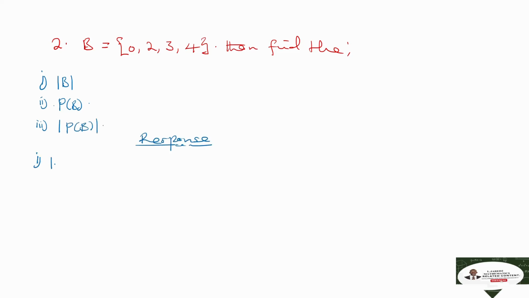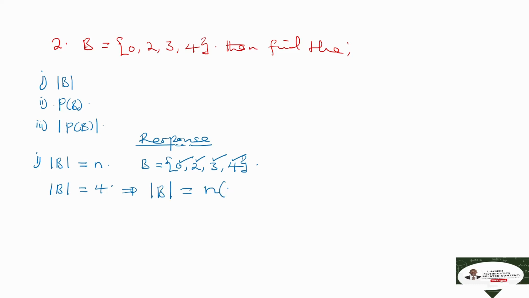We begin with Roman number 1. The cardinality of set B is equal to the value of n, but set B has elements 0, 2, 3, and lastly 4. When we count off these members, this is the first one, the second, the third, and the fourth. There are 4 elements in set B. So therefore the cardinality of set B equals 4. This implies that the cardinality of set B is the same as the number of members or elements in set B, which is also equal to 4.